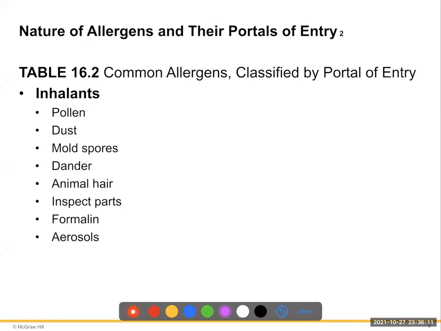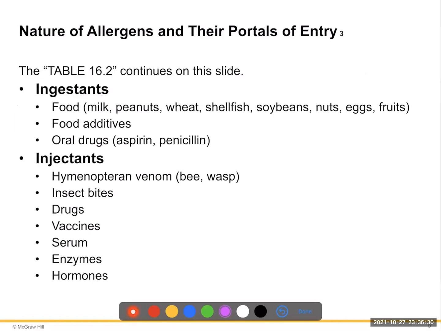Common allergens are things that cause an allergic reaction, a hay fever response, things like that. Pollen, dust, mold or spores, dander, animal hair, insect parts, formalin, or aerosols are all common allergens. Those are inhalants, things that come in through the respiratory system. Ingestants are what you bring in when you eat food, like milk, peanuts, wheat, shellfish, soybeans, nuts, eggs, fruits, things that people are commonly allergic to, or food additives. Oral drugs like aspirin and penicillin are also common allergens.